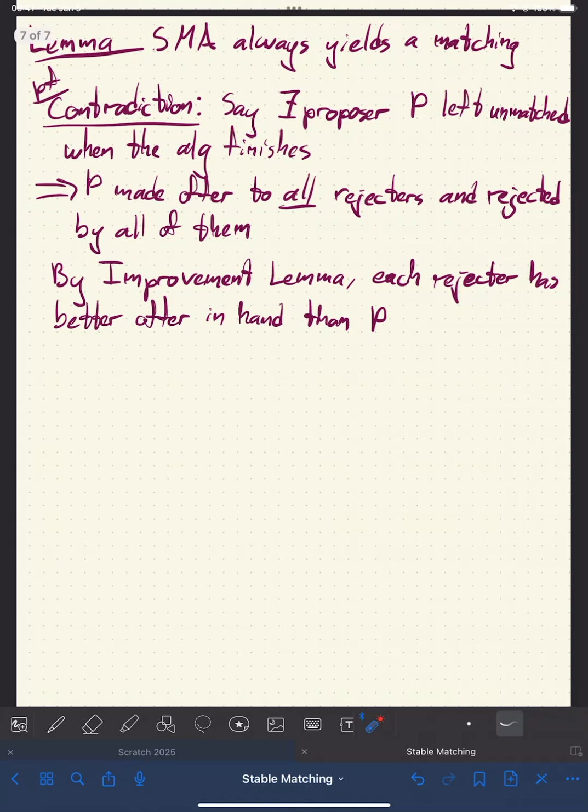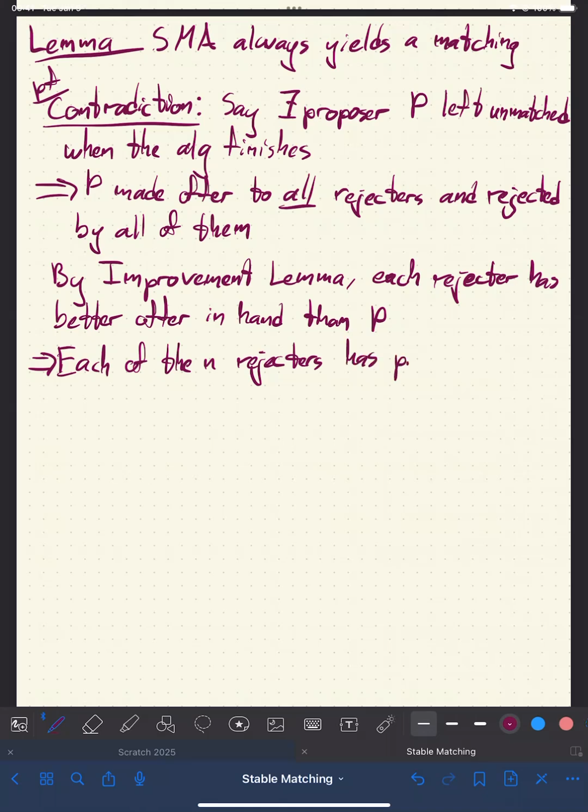And the contradiction, where the contradiction is, is in the implications. Each rejector, not just each rejector, each of the n rejectors, has a proposer in hand.